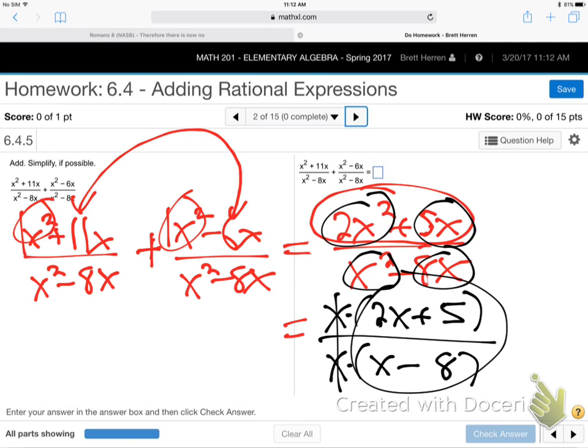Is that good? Yeah. Why didn't you factor in the beginning? You could have. Really good question. You could have factored this in the beginning, and that would have been fine as well. Beginning or end. Yeah. Not the top, though.